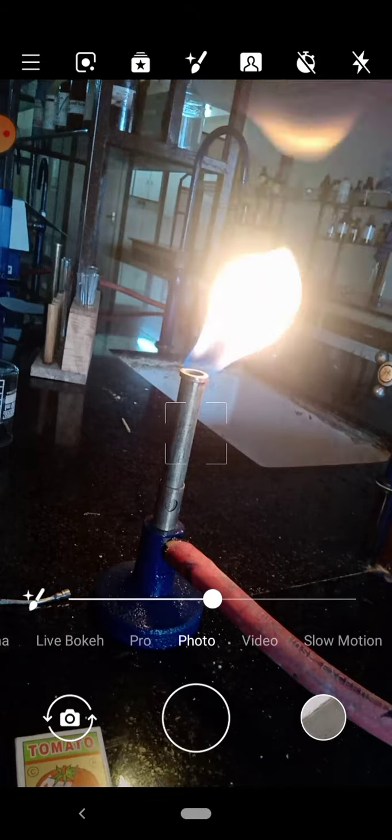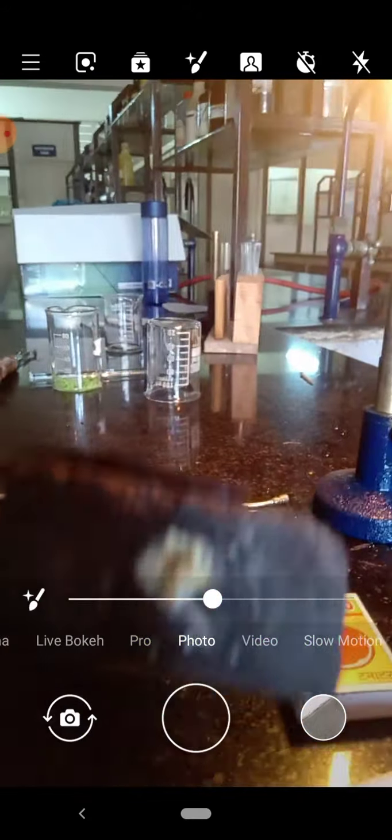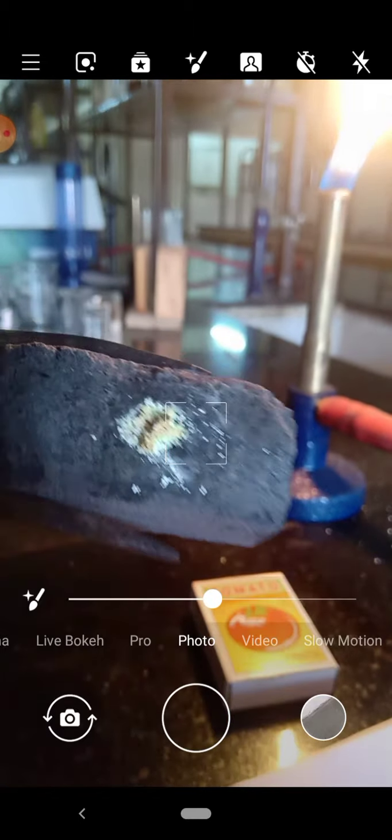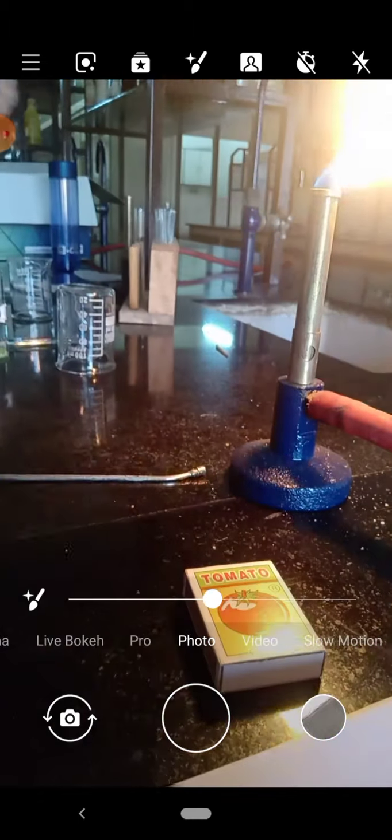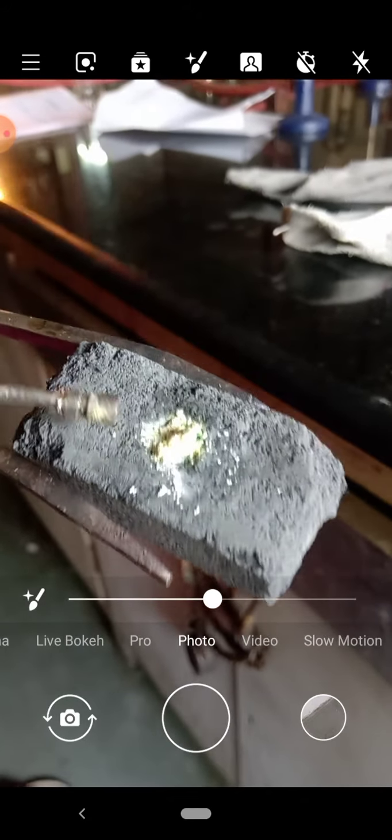So in this way you have to do. See the observation on the charcoal. See, it is a colored residue. You can see this color here. Yes, see, this is a colored residue. It is different from the white color, this is a colored residue. So the observation is colored residue.